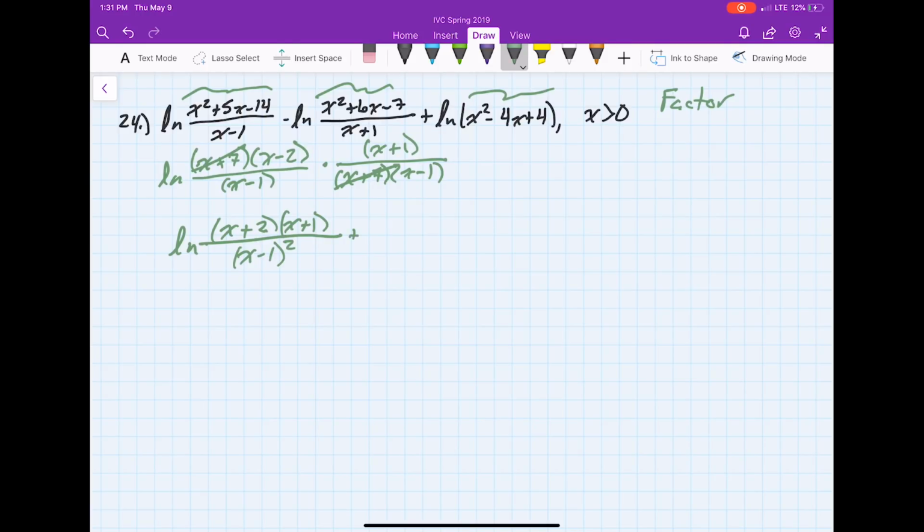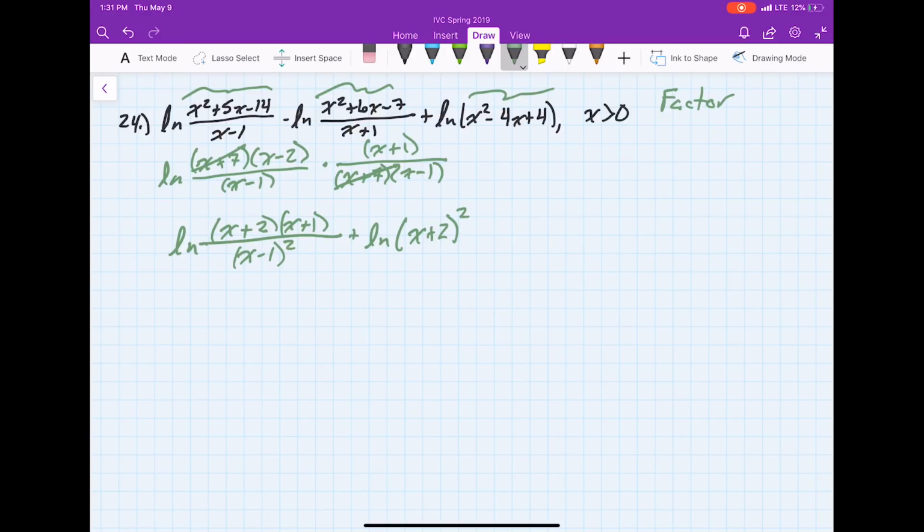Now I add my next part, and I'm going to use a difference of squares there. So that's x minus 2 squared. Is that plus?